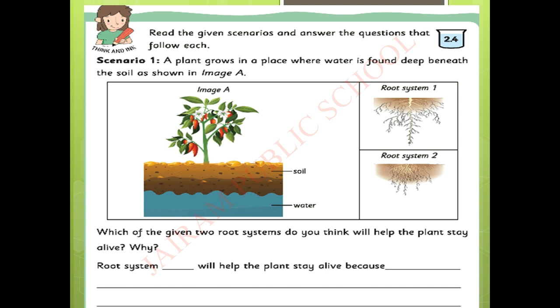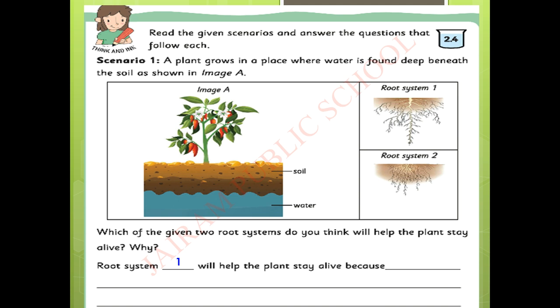Yes, of course, the root is missing. So here we have two options for the root. Root system 1 and root system 2. In root system 1, you can see a long root, isn't it? In root system 2, you can see small thin roots. So now you need to draw a root here. In these two, which root will help to absorb the water for the plant?